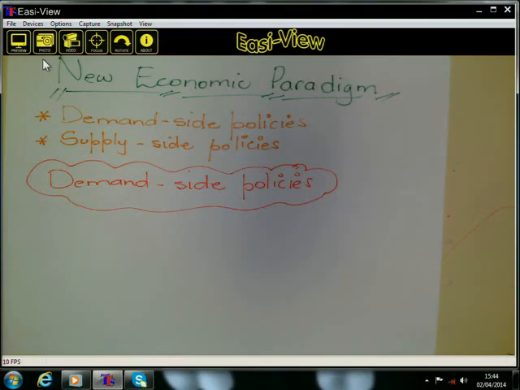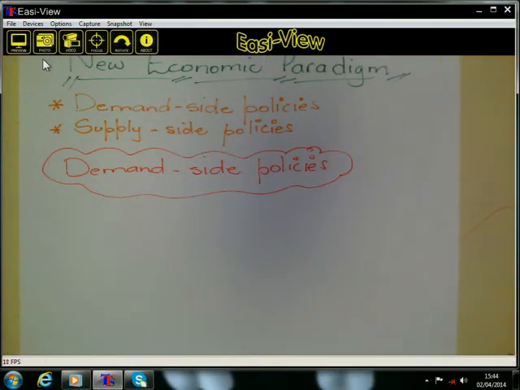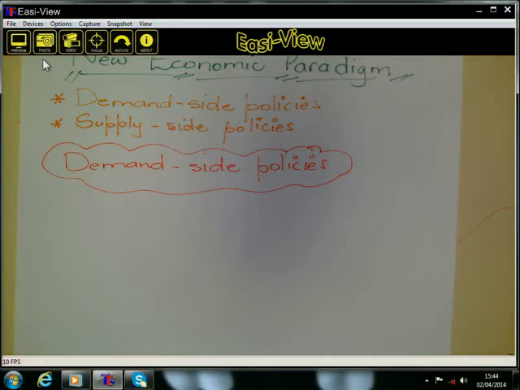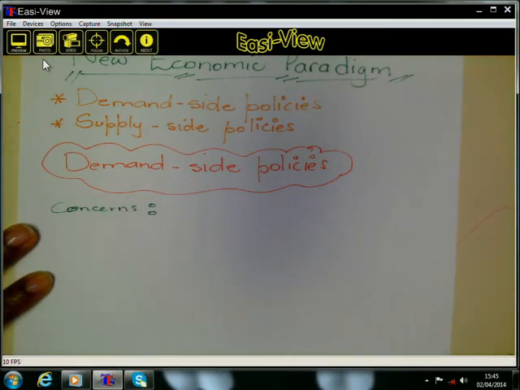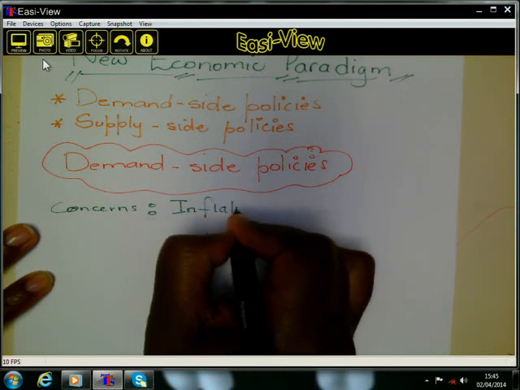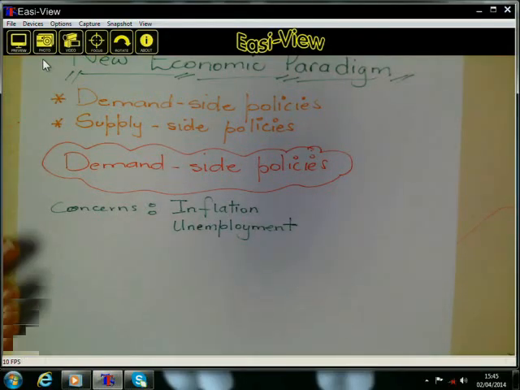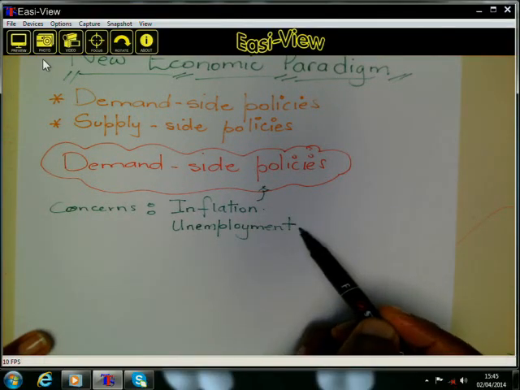All right then. So now, remember in economics, aggregate demand must always be equal to aggregate supply. If that is not happening, we have a problem. So now let's look at what it is that they demand from the side of the consumers. From the side of the consumers, they are concerned with two things. We worry about inflation and we worry about unemployment. So those are the two things that we have to look at from the demand side: inflation and unemployment.